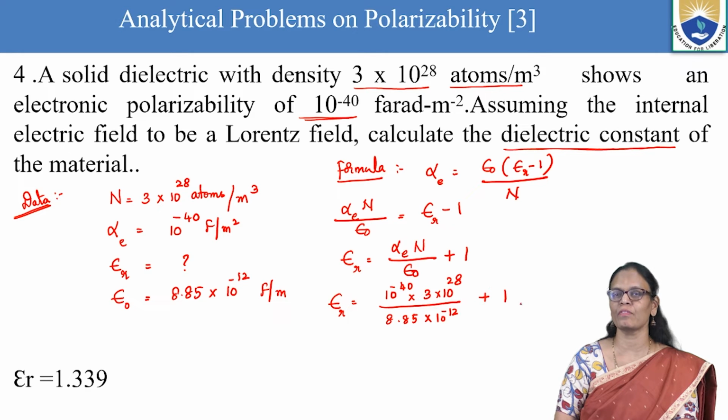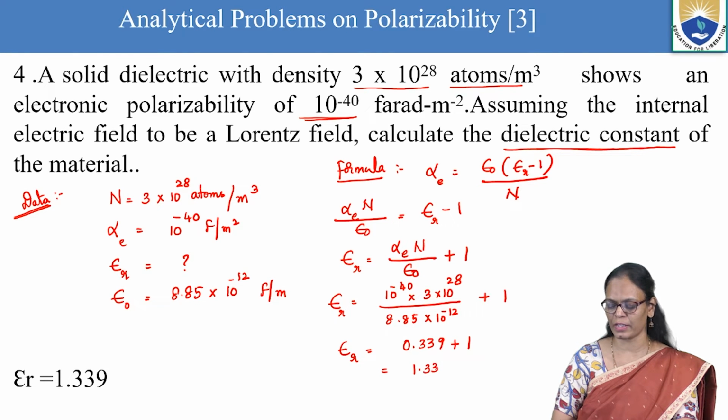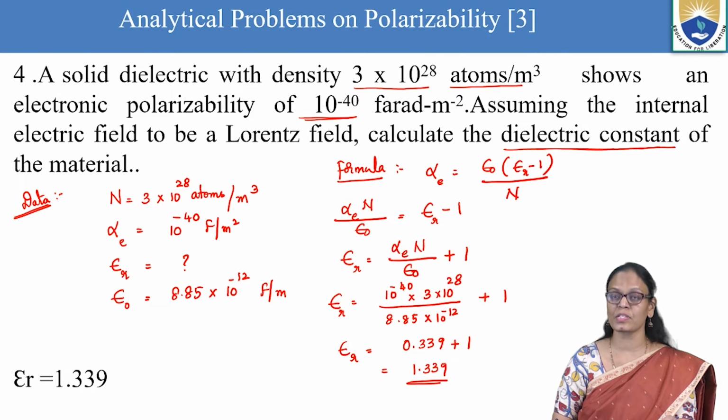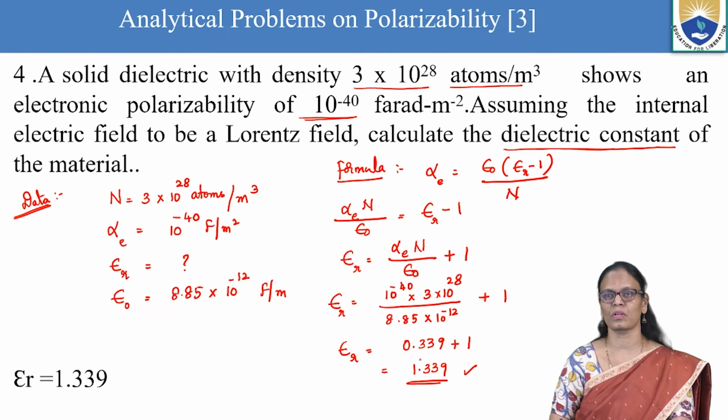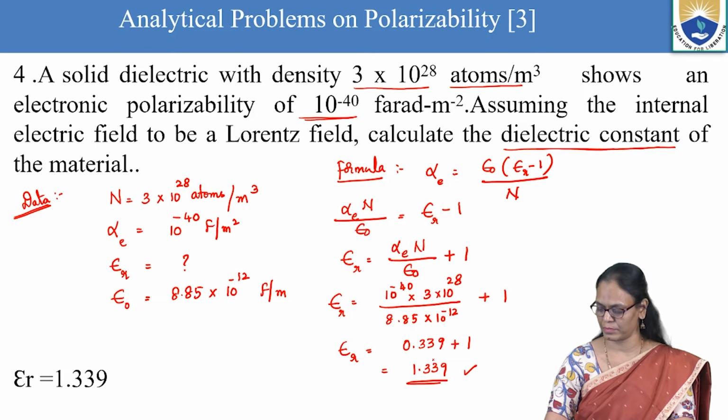Whatever value we are getting, we have to add. If you are using your calculator and simplifying this, you will get 0.339 plus 1, which is nothing but 1.339. Epsilon r is the ratio of two similar physical quantities, that is epsilon upon epsilon naught. So it's a ratio and it does not have any units. So no units for epsilon r. The epsilon r value is 1.339.